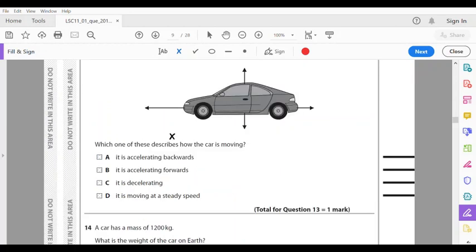Next one, the diagram shows the forces acting on a car as it travels along a road. Which one of these describes how the car is moving? You can see the front arrow is larger, the backwards arrow is smaller than that, and the arrows going upwards and downwards are equal. So the force to the front is more, which means it's accelerating forward.